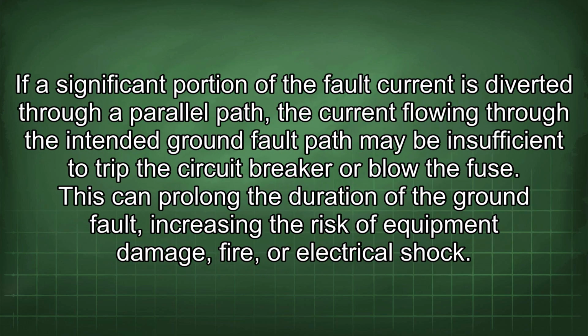Parallel ground paths can also compromise the effectiveness of overcurrent protective devices. If a significant portion of the fault current is diverted through a parallel path, the current flowing through the intended ground fault path may be insufficient to trip the circuit breaker or blow the fuse. This can prolong the duration of the ground fault, increasing the risk of equipment damage, fire, or electrical shock.